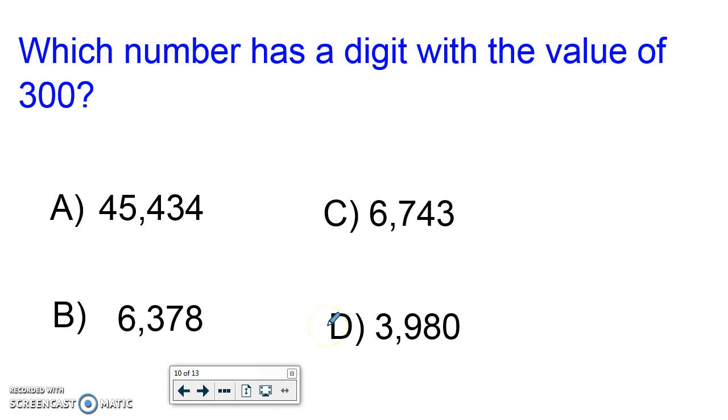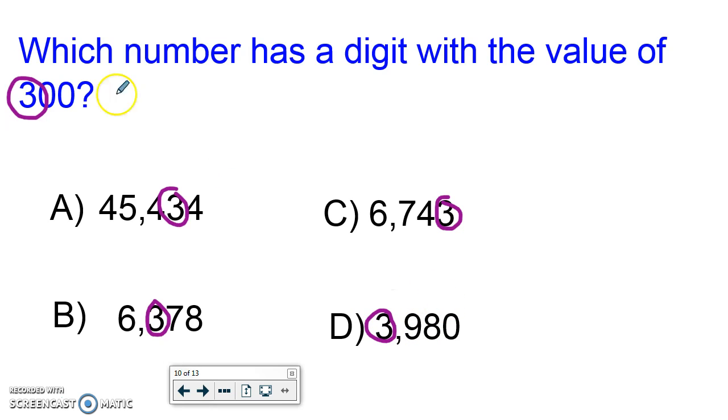Now we're going to switch gears a little bit. So erase your boards. And this one's a little trickier. Okay, so we're starting out with: which number has a digit with the value of 300? The one trick here is I'm going to look for any number that has the digit 3 in it. Well, of course, it looks like all of these do. Here's the 3 in the first one, 3 in this one, 3 down here, 3 over here. So they all have the 3.